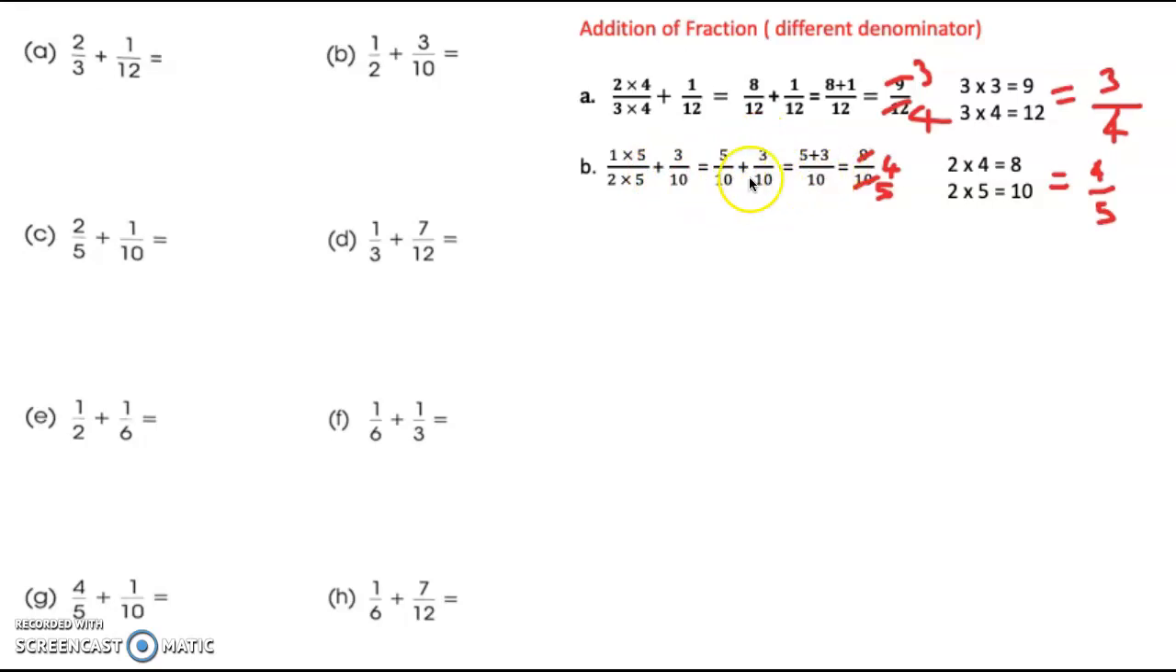Now when I get the denominators the same, I just add the numerators. So it's 5 plus 3, which is 8 over 10. 8 over 10 we can still simplify because both of them are multiples of 2. 2 times 4 is 8, 2 times 5 is 10. So we cut 8 and write 4, and we cut 10 and write 5. Let me explain number C now.